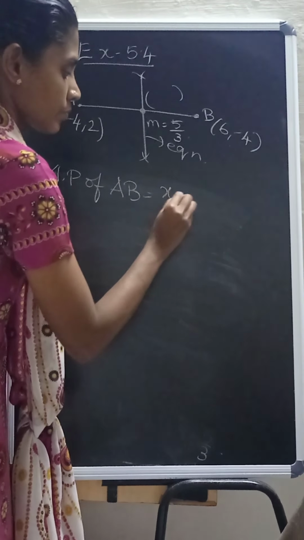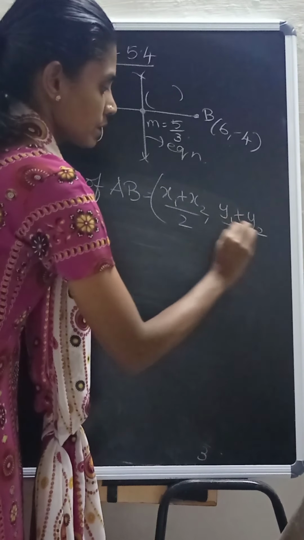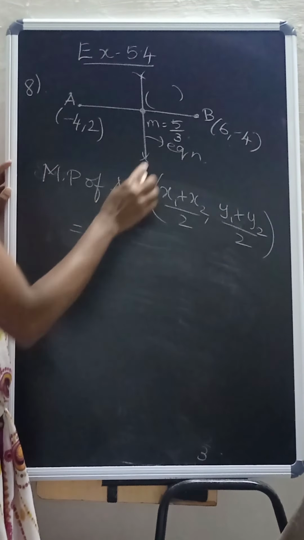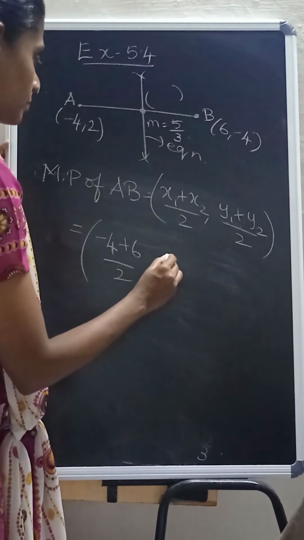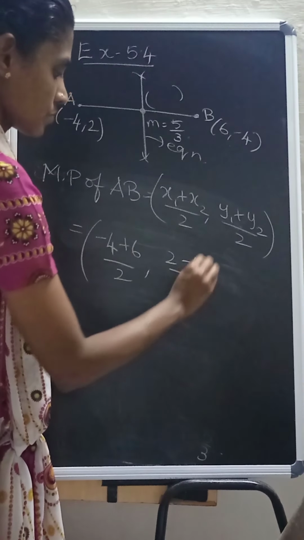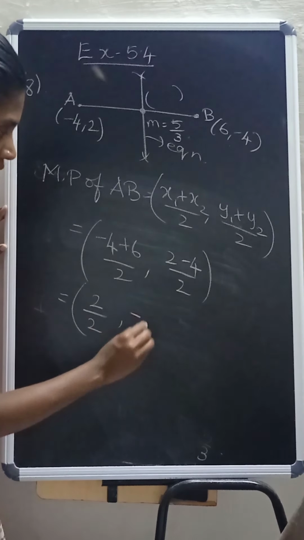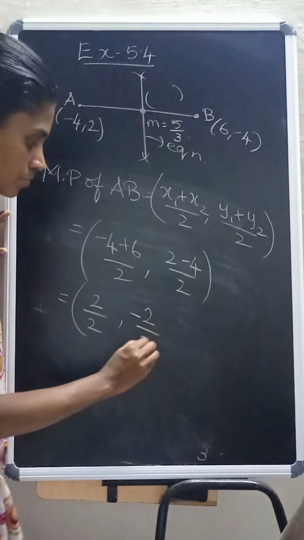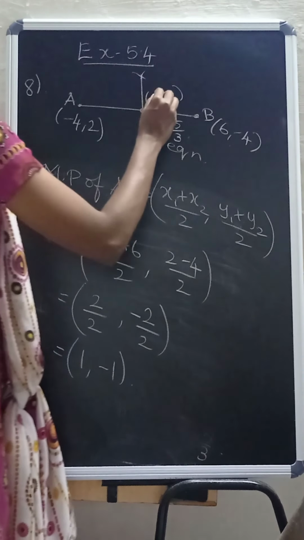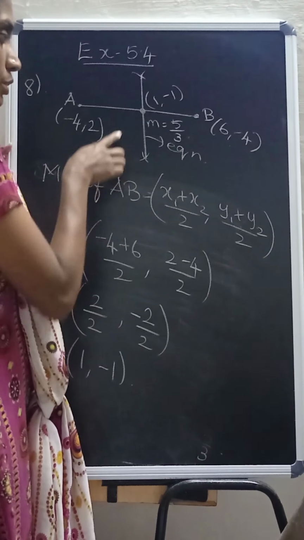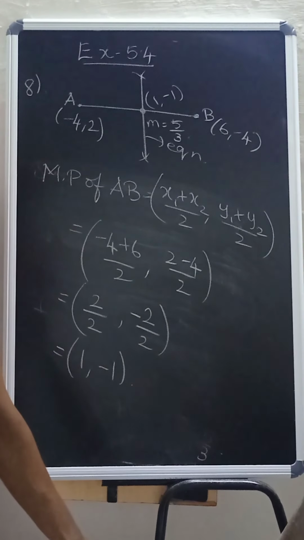What is the midpoint formula? (x1 plus x2) by 2 comma (y1 plus y2) by 2. Substitute the values. So the passing through point is (1, minus 1). So you have the passing through point (1, minus 1) and the slope 5/3. Now use the point slope form.